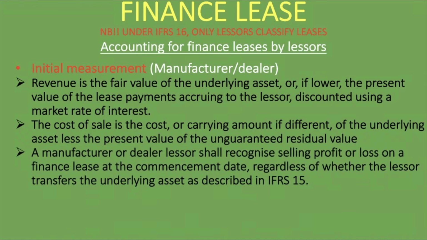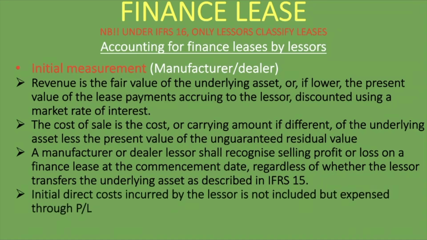A manufacturer or dealer lessor, which is what you are dealing with here, shall recognize selling profit or loss on a finance lease at the commencement date, regardless of whether the lessor transfers the underlying asset as described in IFRS 15. So remember here now, you also have to take into account IFRS 15. So what is happening here? Well, you will recognize selling profit or selling loss on a finance lease at the commencement date. So it is at the commencement date, even though you may not have transferred the underlying asset to the lessee.